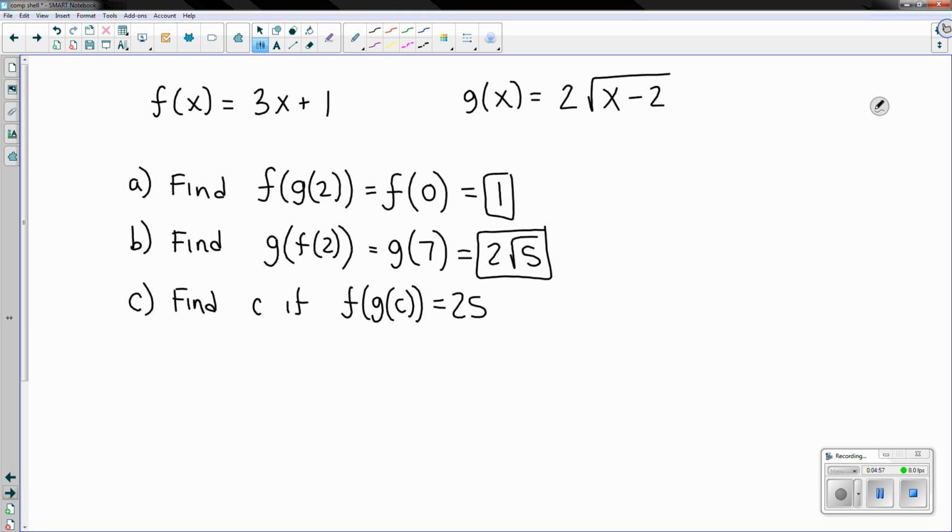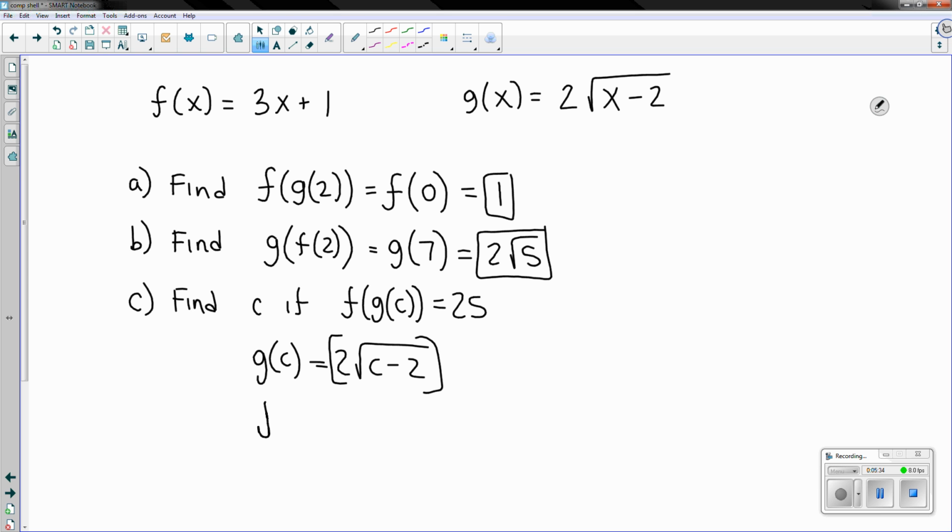Next, it says find c if, when running c through the chaining of functions or the composition, first through g, then through f, it gives us 25. So now we know what the output's going to be after the chaining of g and f, or the composition of g into f. So let's figure out what value of c would make that happen. So here's what we can say. Well, what is g of c? So g of c is going to be 2 square root of c minus 2. So we don't have a numeric value for this, but we'll leave it as this expression.